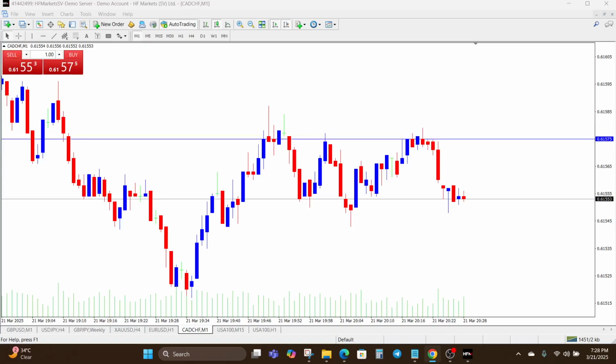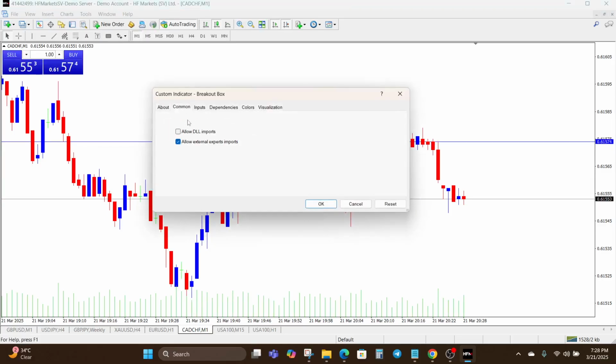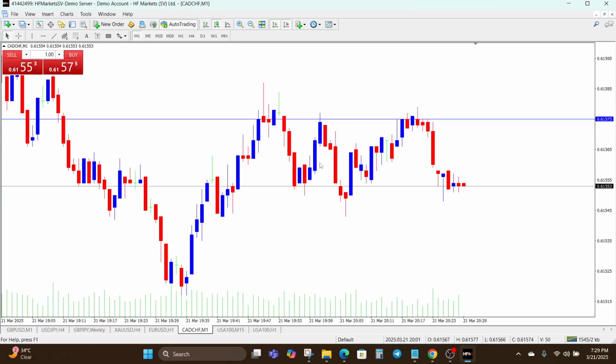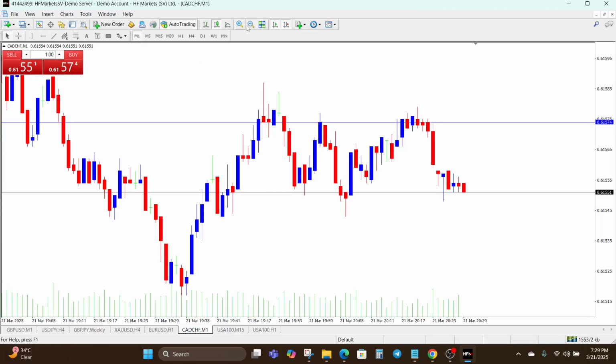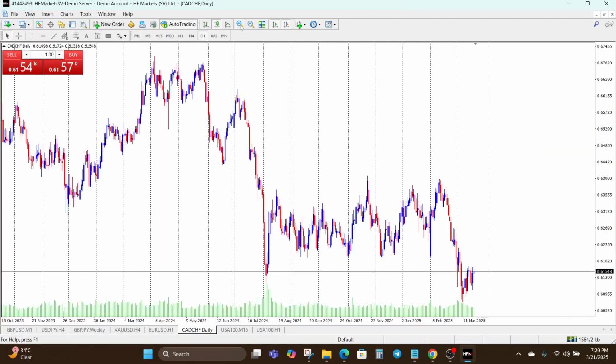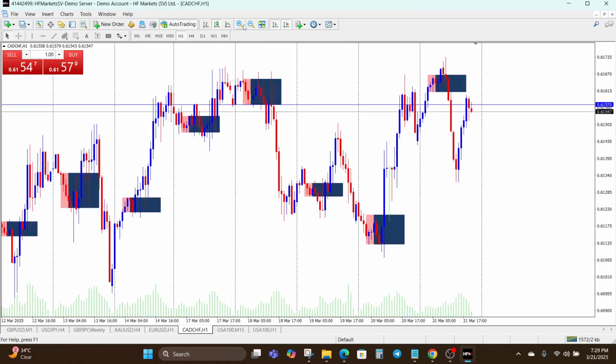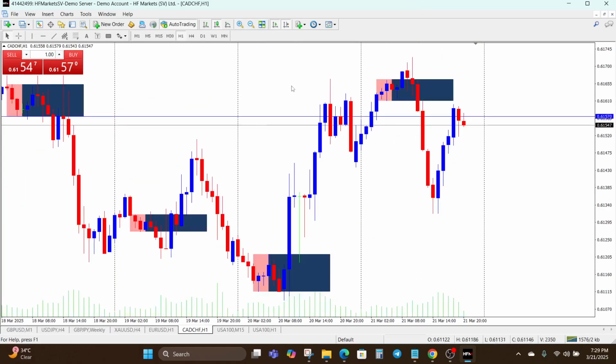All right, I'm going to add the breakout box indicator to the chart right now. It's a custom indicator and you have to download it from a third-party site. We talked about how to install custom indicators to your MT4 in a previous video, so you might want to check that out if you're confused on how to do that.